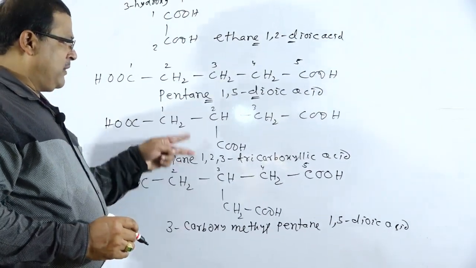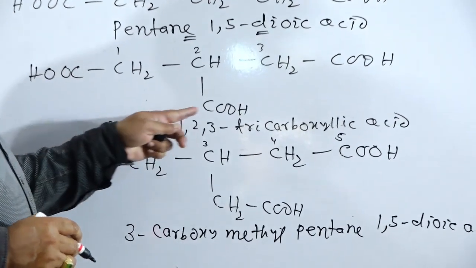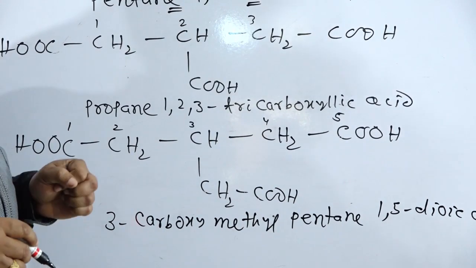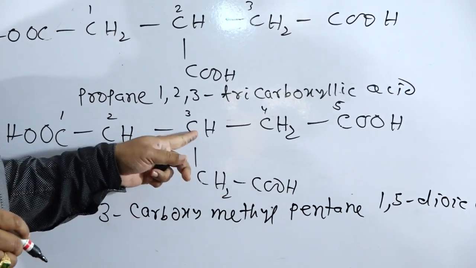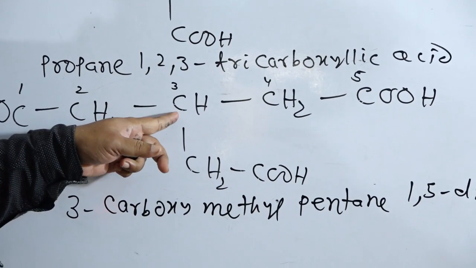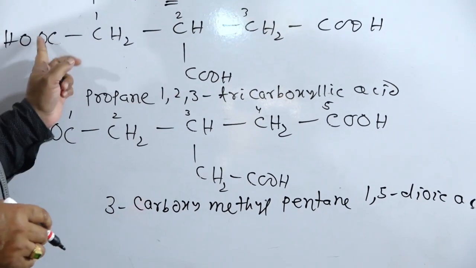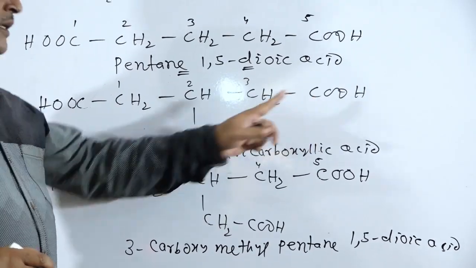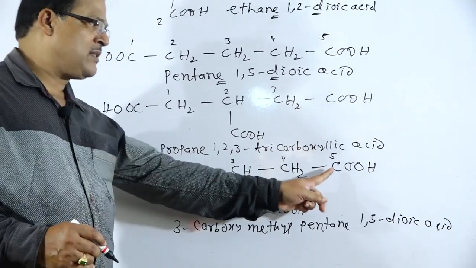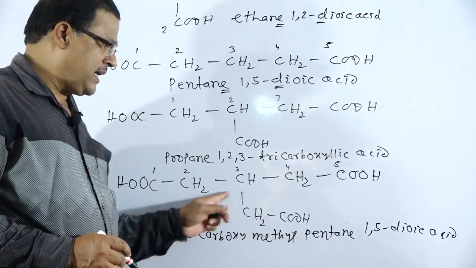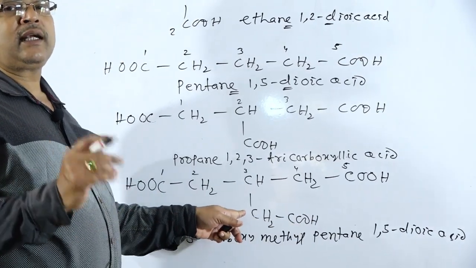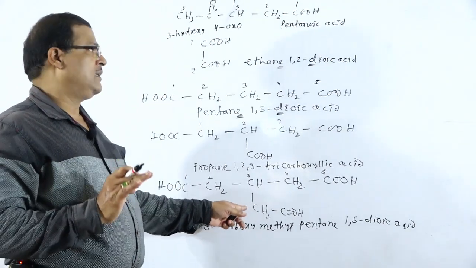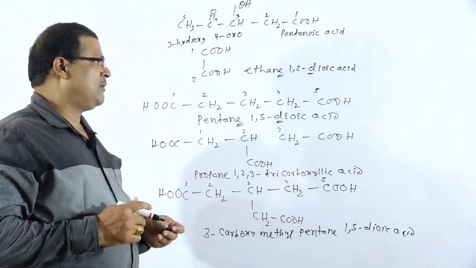So the difference between these two is that here the COOH group is directly linked to the longest continuous carbon chain, but this COOH group is not directly linked to the main chain. Therefore, this carbon atom of the functional group is not included in the chain, whereas these 2 carbon atoms are included, and this is entirely treated as a substituent, written as a prefix, that is carboxymethyl. So this is the naming of these compounds.